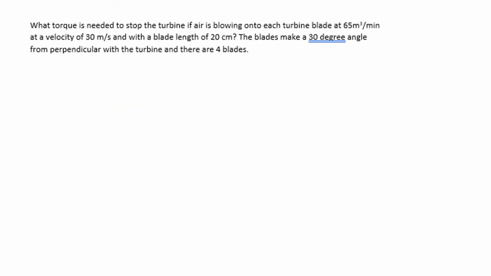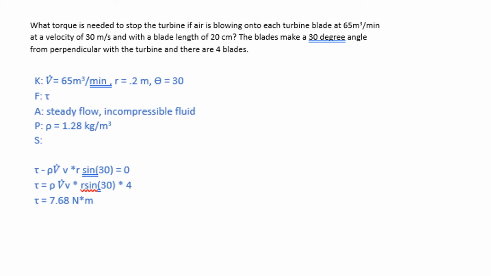So the second question I ask: what torque is needed to stop the turbine if air is blowing onto each turbine blade at 65 meters cubed per minute at a velocity of 30 meters per second and a blade length of 20 centimeters? The blades make a 30-degree angle from perpendicular with the turbine.